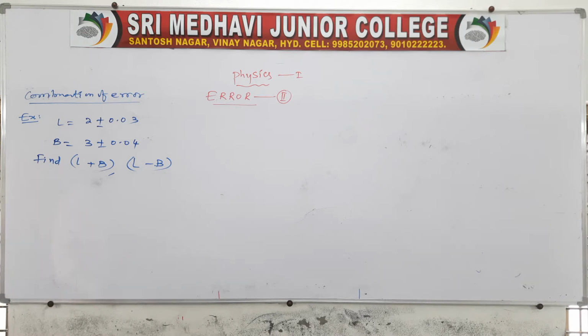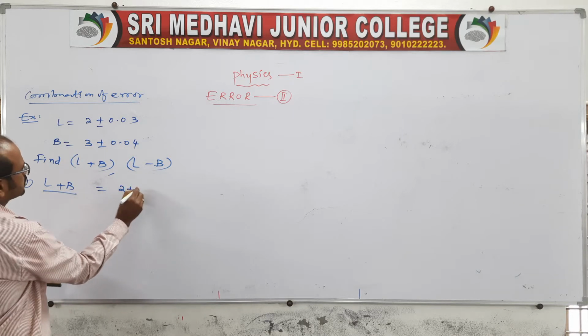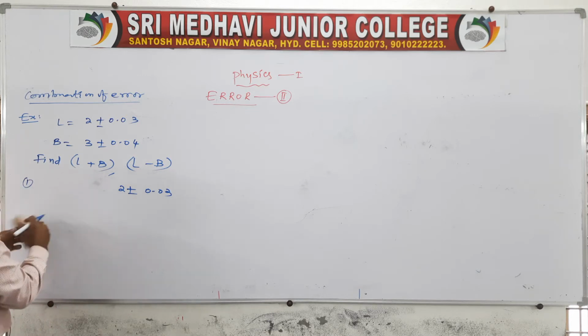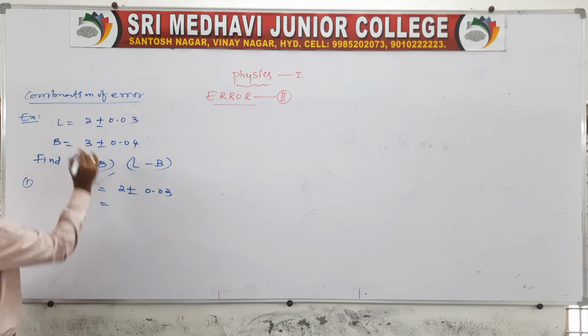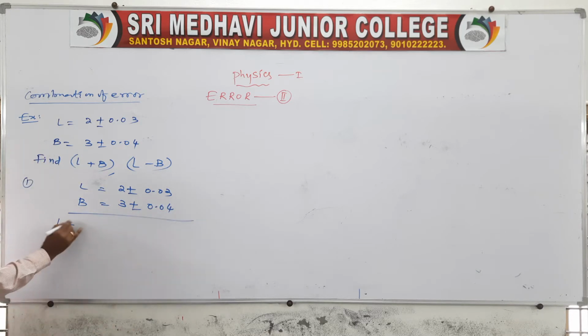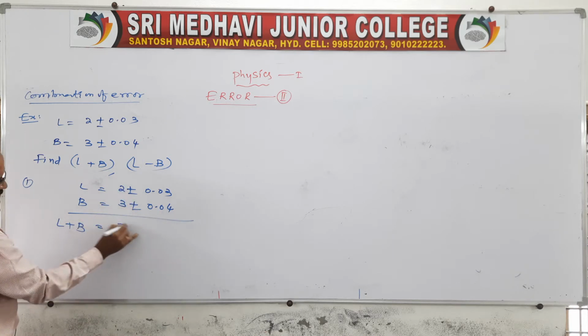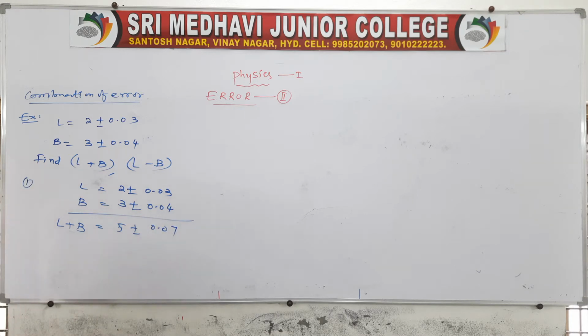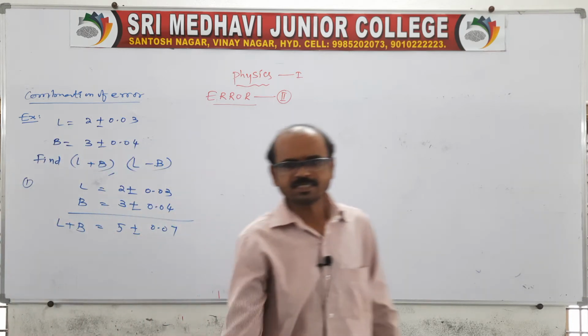Then what do we have to take? For the addition, we just add. First, you take L plus B. Simple, you add these two: L is 2 plus or minus 0.03, and B is 3 plus or minus 0.04. We are taking the addition, so add: 5 plus or minus 0.07. There is no doubt, because it is an addition.